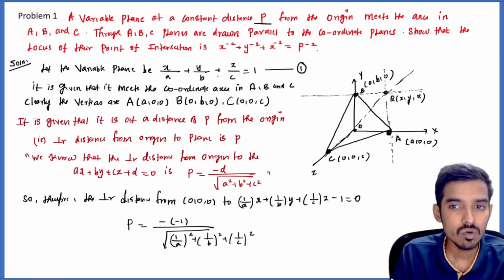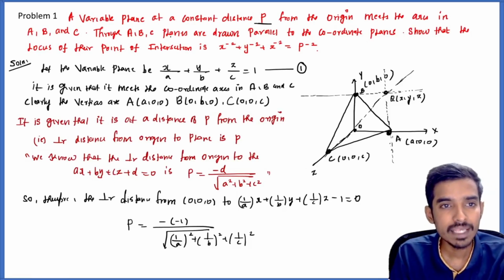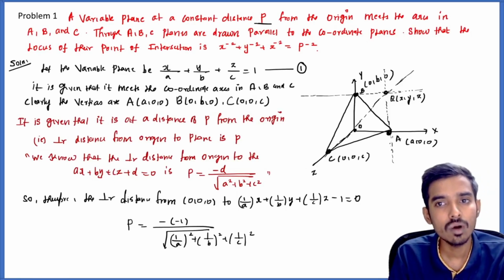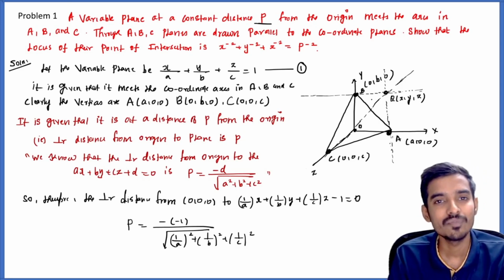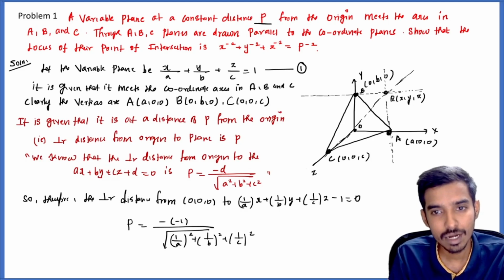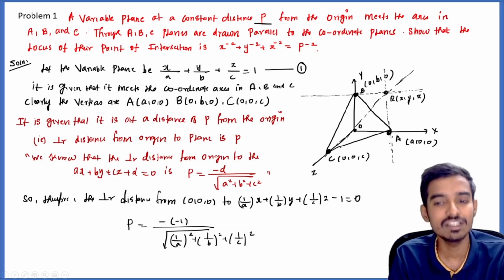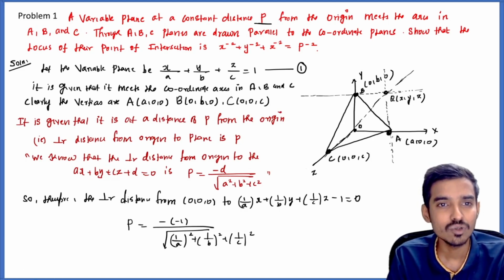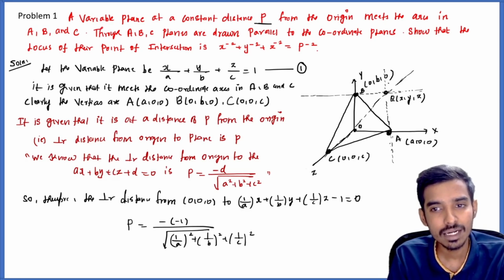Now we also have that through A, B, C, planes are drawn parallel to the coordinate planes. So what are the equations of these three planes? Very simple, right? Through A, B, C, planes are drawn parallel to the coordinate planes. So what are these three equations? This is nothing but x is equal to a. This is nothing but y is equal to b. This is nothing but z is equal to c. So these are the three equations.